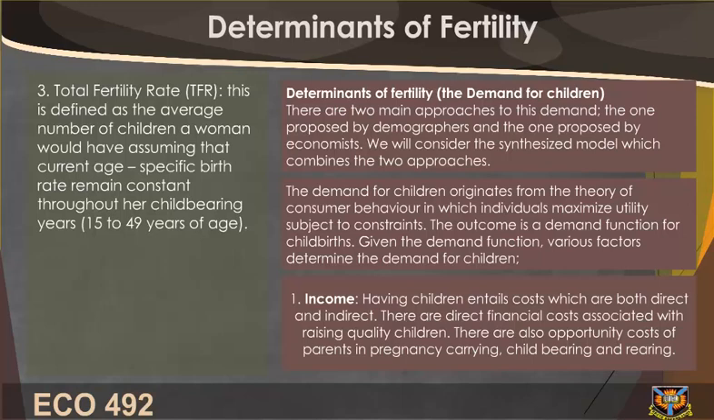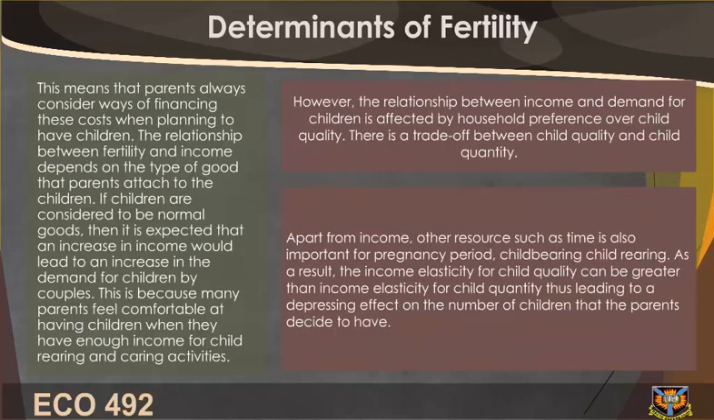1. Income. Having children entails costs, which are both direct and indirect. There are direct financial costs associated with raising quality children. There are also opportunity costs of parents in pregnancy carrying, childbearing, and rearing. This means that parents always consider ways of financing these costs when planning to have children. The relationship between fertility and income depends on the type of good that parents attach to the children. If children are considered to be normal goods, then it is expected that an increase in income would lead to an increase in the demand for children by couples.